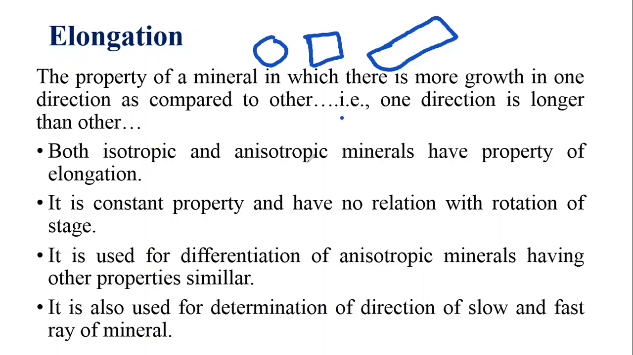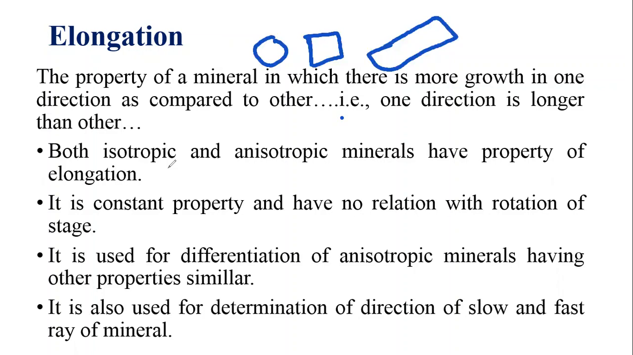Both isotropic and anisotropic minerals have the property of elongation. It is a constant property and has no relation with the rotation of stage. It is used for differentiation of anisotropic minerals having other properties similar. It is also used for determination of direction of slow ray and fast ray of minerals. Remember that the property of elongation can be possessed by both isotropic as well as anisotropic minerals.